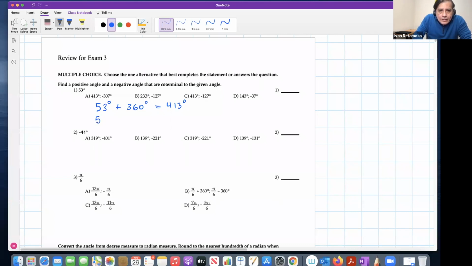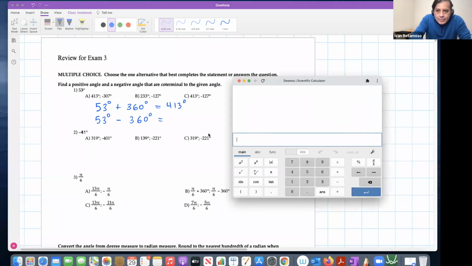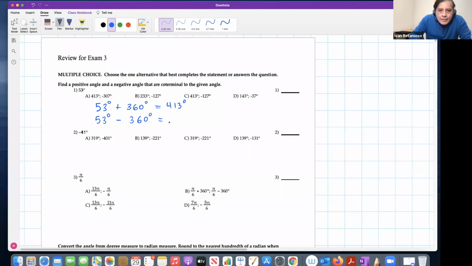Now, in addition to this, I want a negative coterminal angle. No problem, instead of adding, it's clear that we must subtract now. Let's subtract. So 53 minus 360 is negative 307. Negative 307 degrees is a negative coterminal angle, which tells me that the answer should be this.